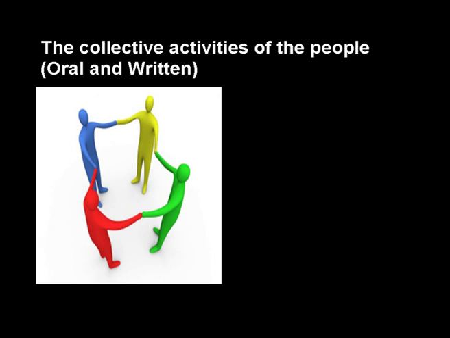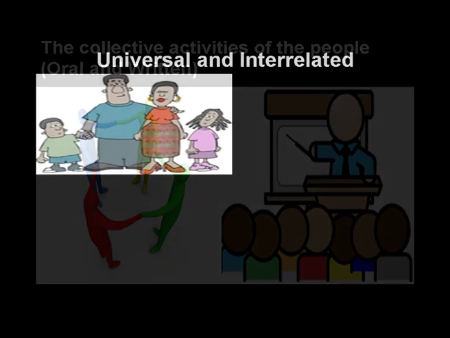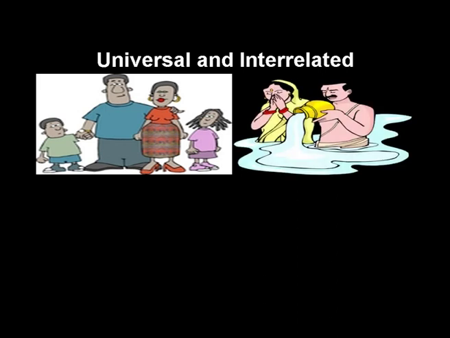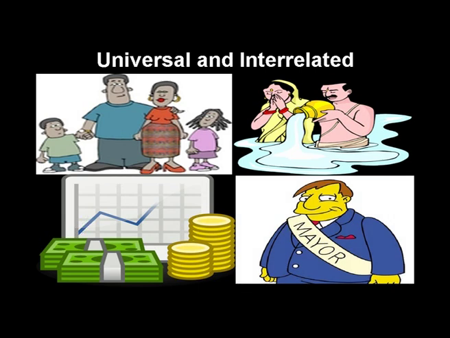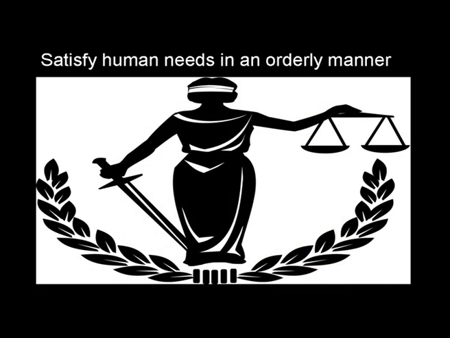Number 1, institutions are found to be social in nature due to the collective activities of the people, and it exists in the form of oral and written traditions. 2, the basic institutions like family, religion, economy and political institutions exist in all societies, therefore, it is universal and interrelated in nature. 3, institutions have certain standardized procedures and norms to prescribe the ways of doing things, and it is found to be a means to satisfy human needs in an orderly manner.